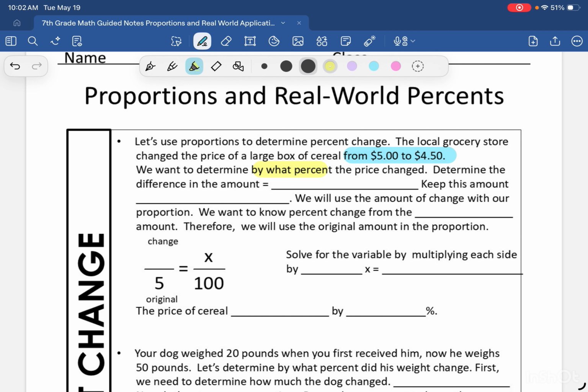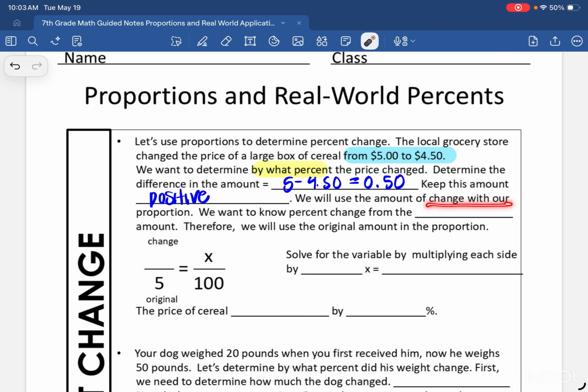Determine the difference in the amount. So we need to figure out the difference of the amount first. It went from $5 to $4.50, so the difference is going to be 50 cents. I figured that out by subtracting $5 minus $4.50, and that gives me 50 cents. Keep this amount positive. We will use the amount of change with our proportion.